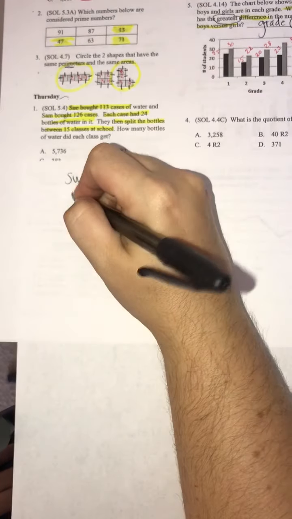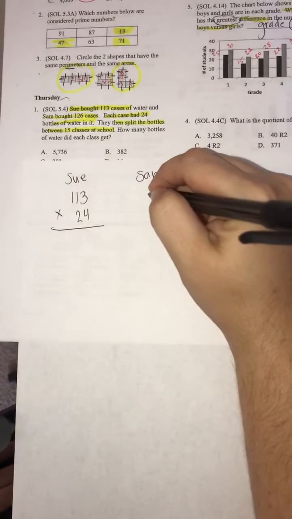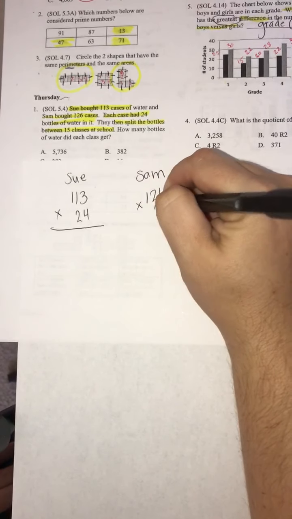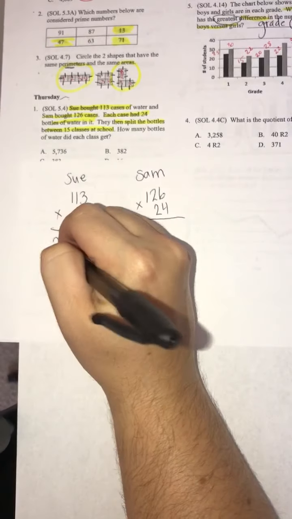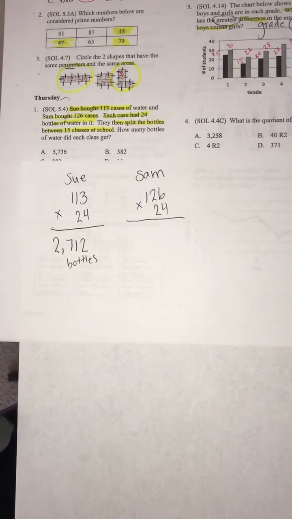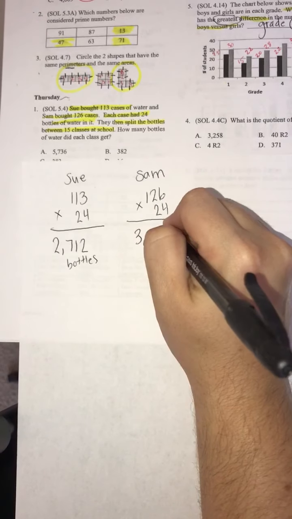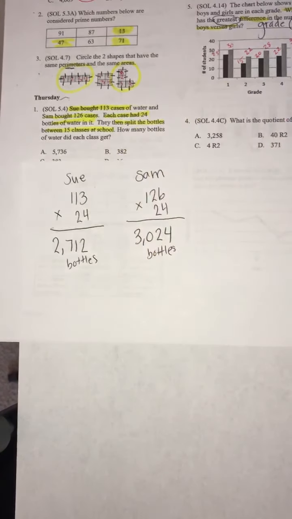So Sue had 113 cases with 24 in each. And then Sam had 126 cases with 24 bottles of water in each. Okay, so I want you to look at my setup. Once I multiply, that gets me 2,712 bottles here. And then Sam has 126 times 24. So that gives him 3,024 bottles. And then it says they're going to split their bottles between 15 classes.